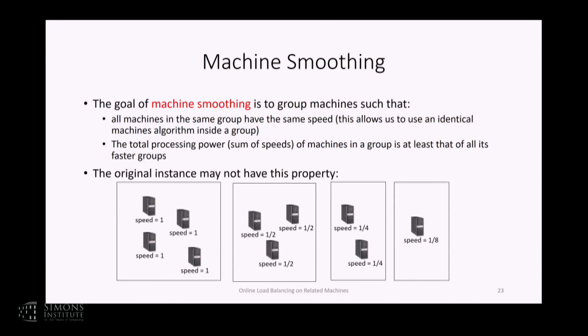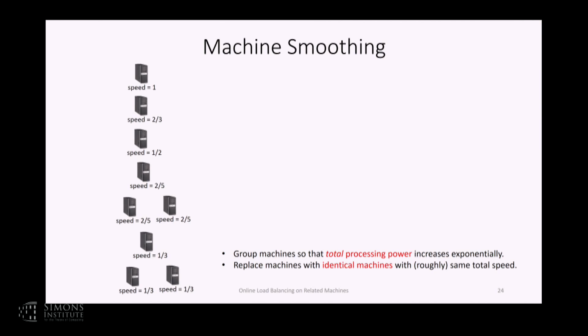But in general, an instance may not have this property. Maybe all my processing power is concentrated on high-speed machines in the instance. So we use a general technique which takes an arbitrary instance and converts it into an instance that has this property. And we do this greedily. So the first machine becomes a group on its own.